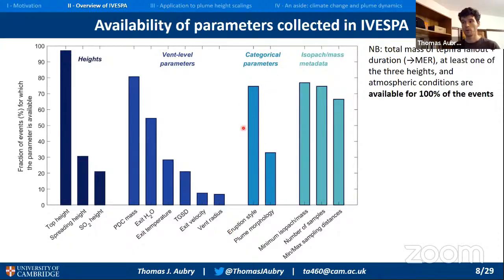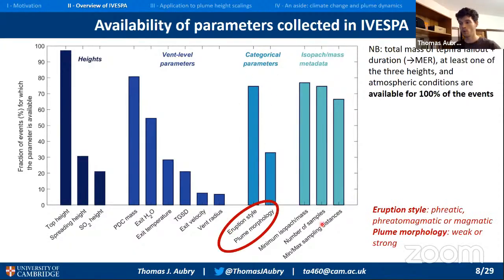Then we collected categorical parameters such as the eruption style or the plume morphology. By eruption style here, I mean either phreatic, phreatomagmatic, or magmatic. And then plume morphology is weak plume or strong plume, weak meaning strongly bent-over plume. And then we collected additional data such as data informing the quality of the deposit sampling, in how many locations the thickness of the deposits was measured, and that in turn informed the quality of the mass of tephra fallout and mass eruption rate estimates.